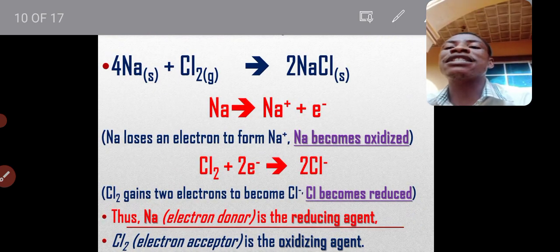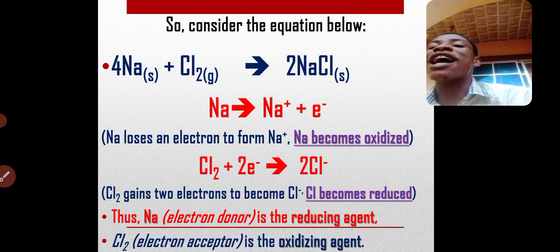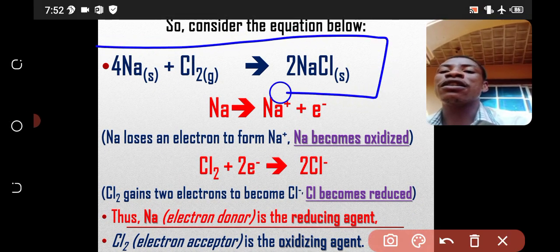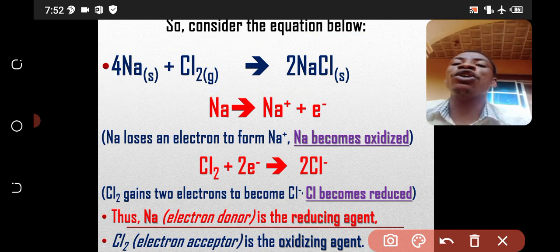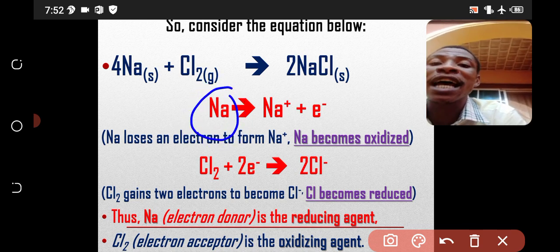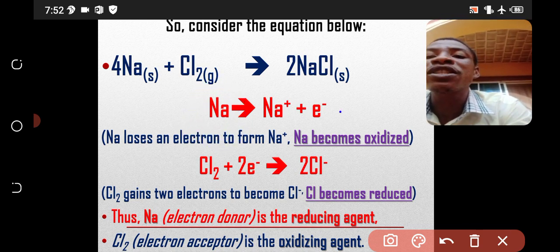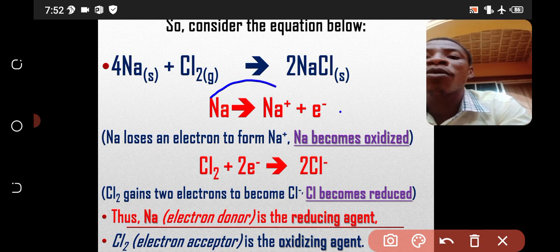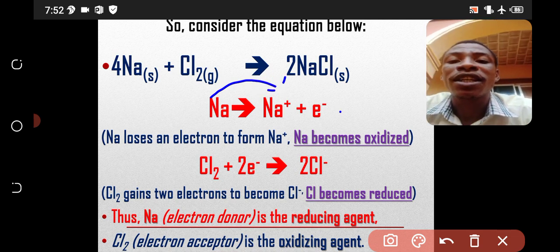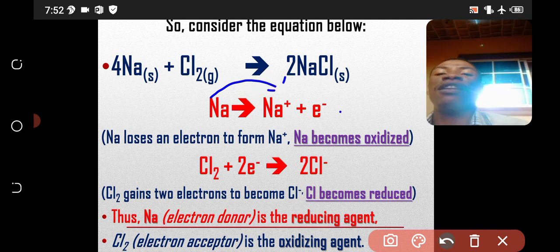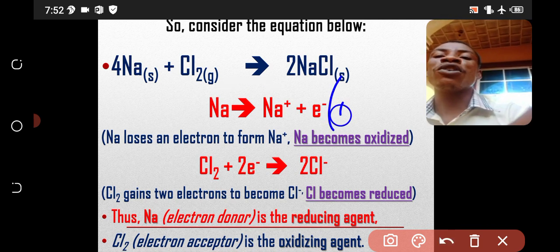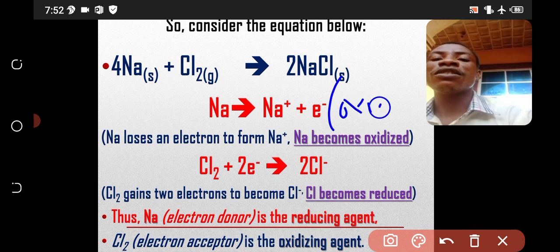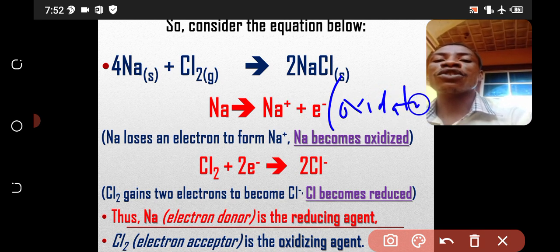So let's look at this example. In the reaction between sodium and chlorine to give us sodium chloride, you are going to observe that sodium, a metal, loses one electron to become Na+. When you lose electron, that's oxidation. So sodium has been oxidized to Na+. So this is oxidation.